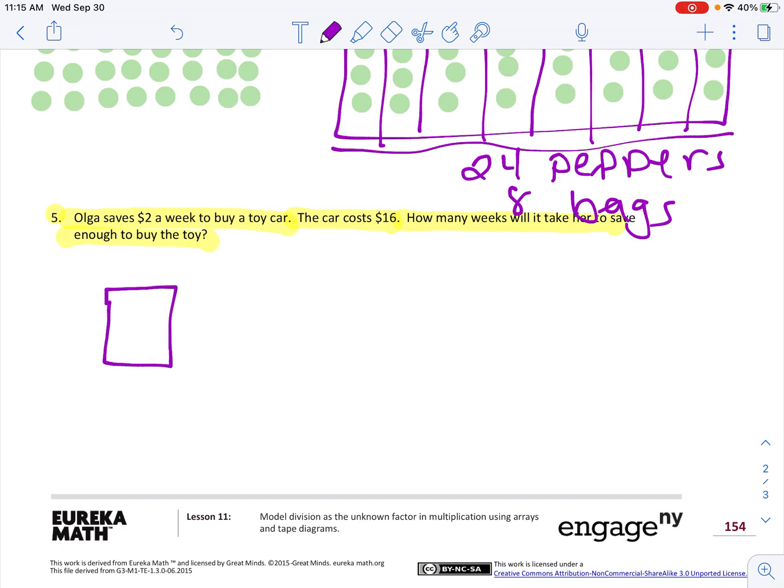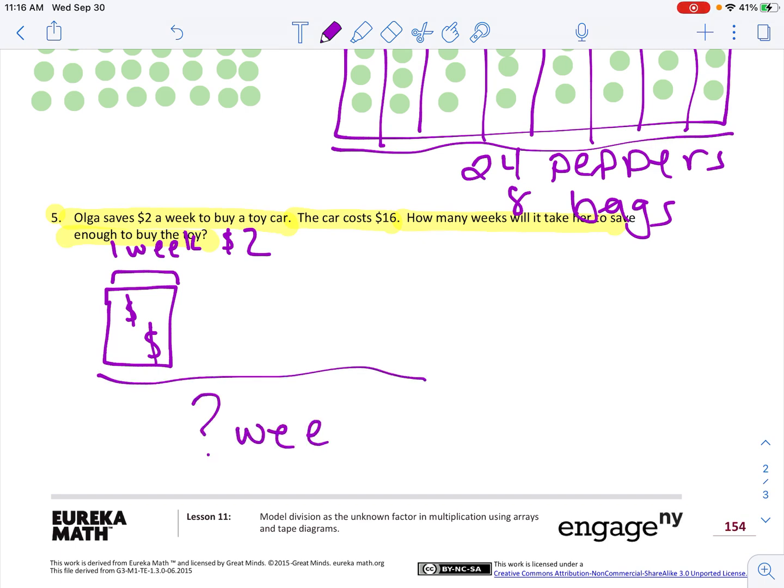This is week 1 for me, okay? I know that she's going to save $2. I'm going to use a dollar sign in that first week, okay? So that's what I know. 1 week is $2, okay? What I don't know down here is how many weeks it's going to take her. So she saves $2 the first week, $2 the next week, so now I'm at $4.